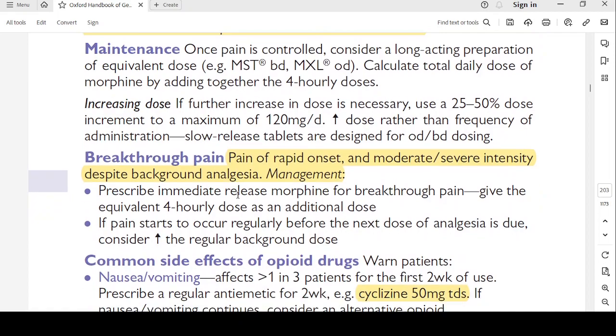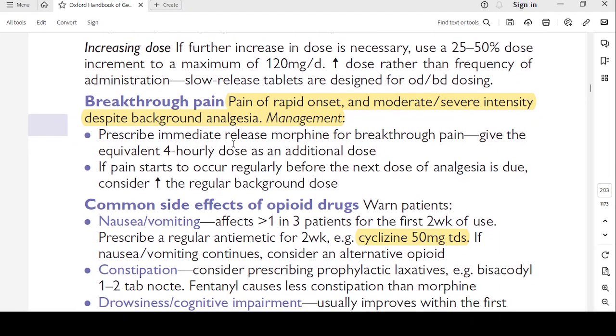Maintenance. Once pain is controlled, consider a long-acting preparation of equivalent dose, MST BD or MXL OD. Calculate the total daily dose of morphine by adding together the 4-hourly doses. Increasing dose: if further increase in dose is necessary, use a 25 to 50% dose increment to a maximum of 120 milligrams per day. Increase the dose rather than the frequency of administration. Slow release tablets are designed for OD or BD dosing.